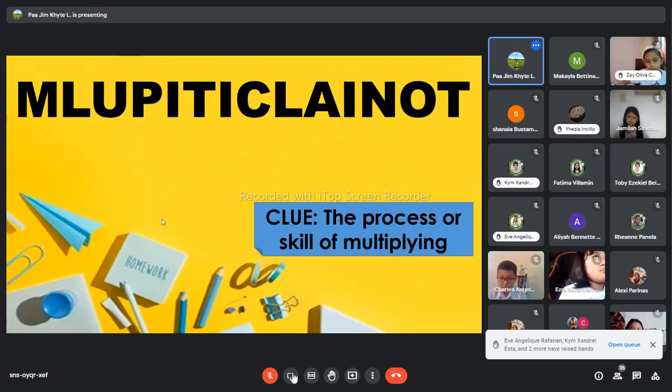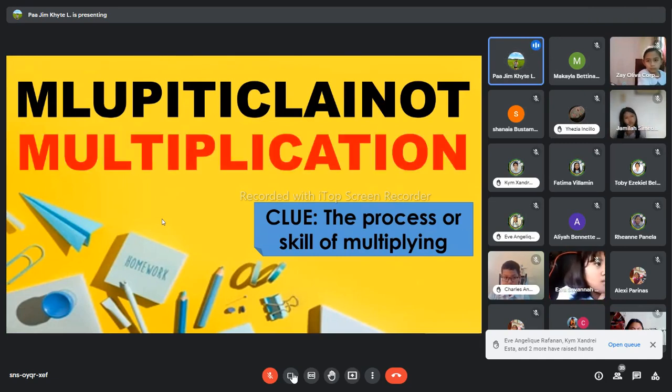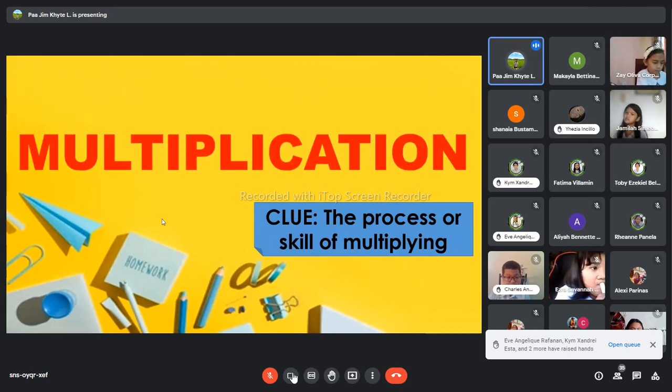Yesha? Multiplication, ma'am. Let's see if your answer is correct. That's right. Multiplication. The process or skill of multiplying is multiplication. Let's take a look at our next jumbled letters.